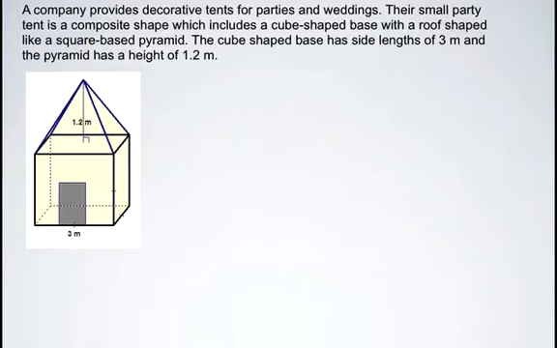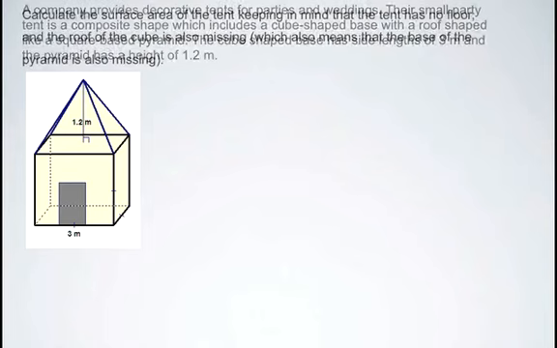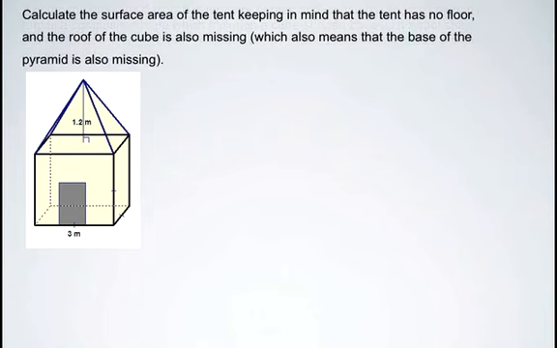A company provides decorative tents for parties and weddings. Their small party tent is a composite shape which includes a cube-shaped base with a roof shaped like a square-based pyramid. The cube-shaped base has side lengths of 3 meters and the pyramid has a height of 1.2 meters. Calculate the surface area of the tent, keeping in mind that the tent has no floor and the roof of the cube is also missing, which also means that the base of the pyramid is also missing.